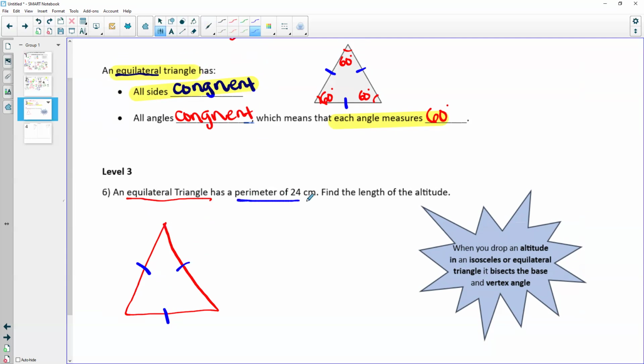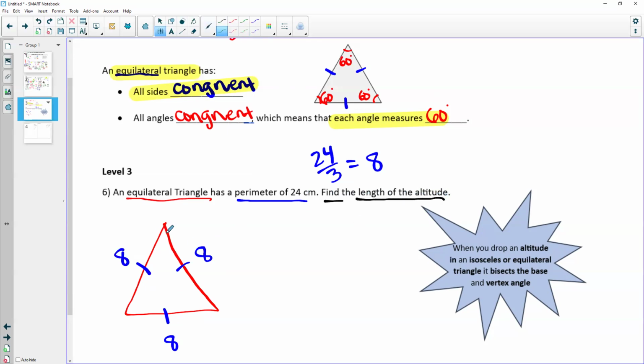So if I'm working backwards here, the length of each side has to be congruent, and we have a total of 3 sides. So if we just do 24 divided by 3, we get 8. This means that every single side in this equilateral triangle has to be 8, because 8 plus 8 plus 8 is where that perimeter of 24 comes from. Now, the question is asking, find the length of the altitude.